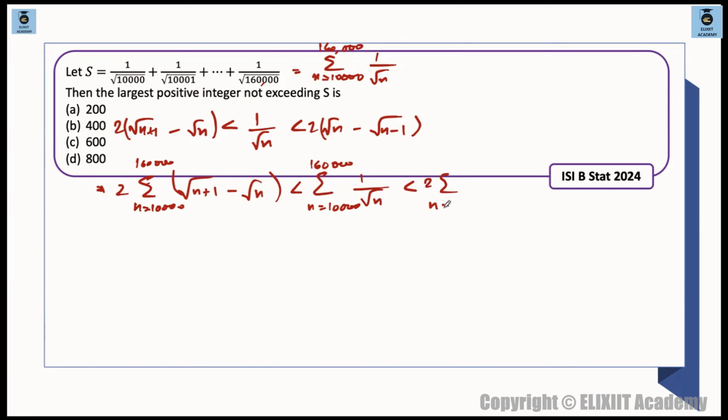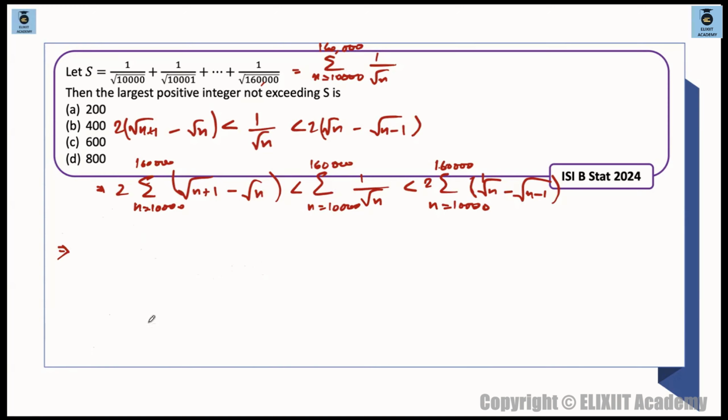times of summation n equal to 10,000 to 1,60,000, and this is square root of n minus square root of n minus 1. That's what we are having. So now you have this basic idea of what will happen in this summation. You start putting the values of n. You need not write so much. You can directly see, you have solved telescoping series.